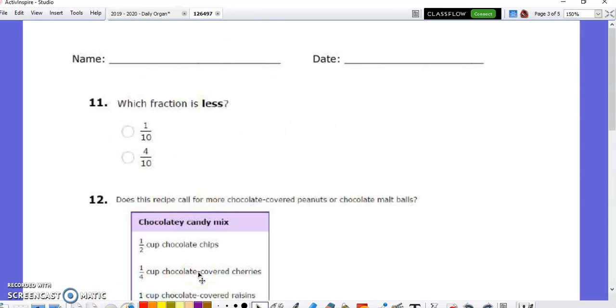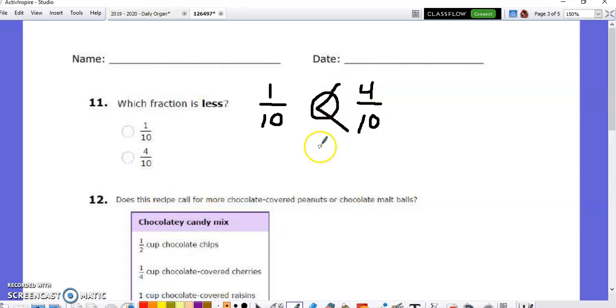Moving on to the stuff we did not do. Lots of questions on this assessment are going to ask you in a different way for something that you've learned. For example, question 11 says, which fraction is less? They're really just asking you to compare these fractions. So, line them up like we're used to seeing them, 1/10 compared to 4/10. And recognize that 4 out of 10 is greater than 1 out of 10, but the question is asking me which fraction is less, and 1/10 is less than 4/10. Show your thought process on the side.